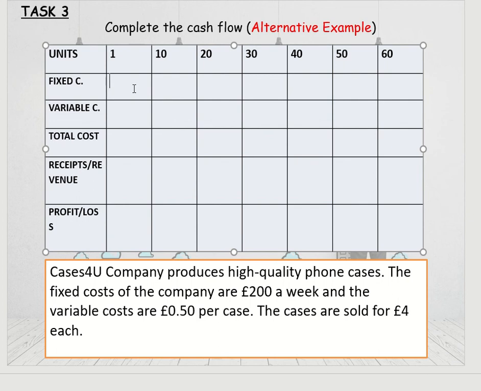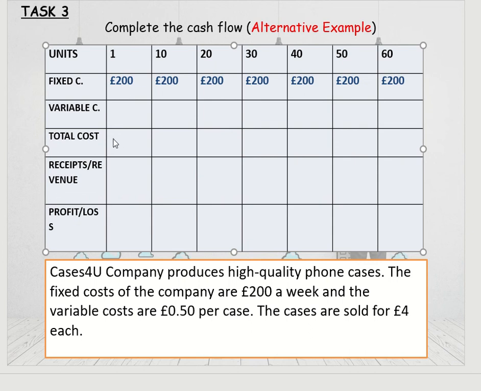Obviously, it's a very, very simple example of a cash flow. In reality, there'd be a lot more fixed costs and a lot more variable costs of the different raw materials and so on. Right, so fixed costs don't change no matter how many units we make. So if we're making 1 unit, 10 units, 20 units, it's always the same fixed cost. So you can just copy those across.